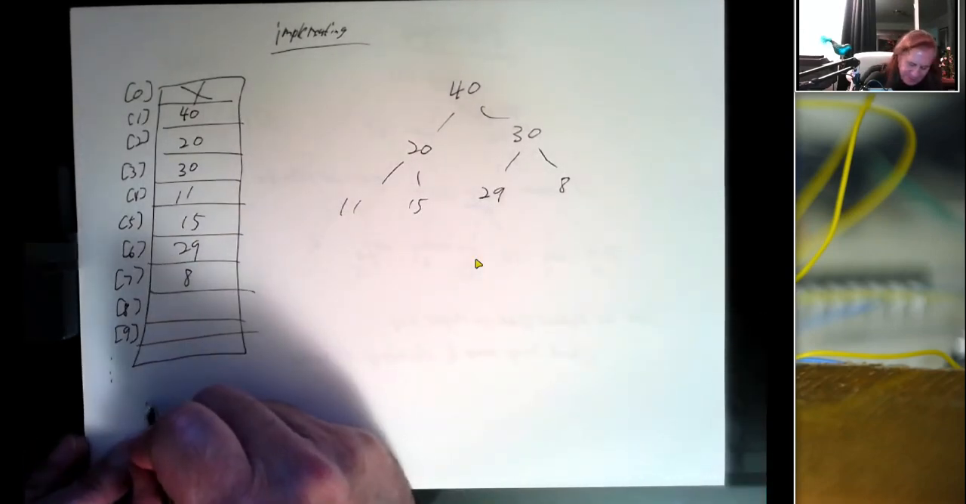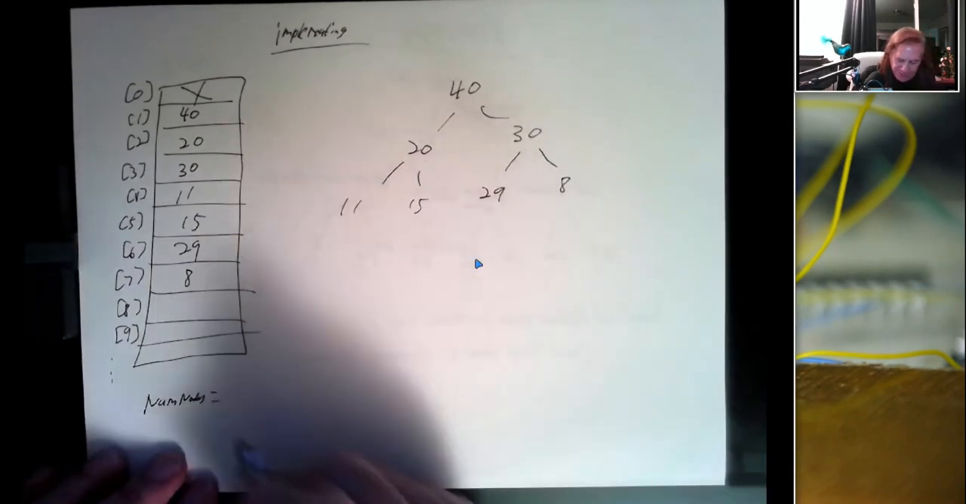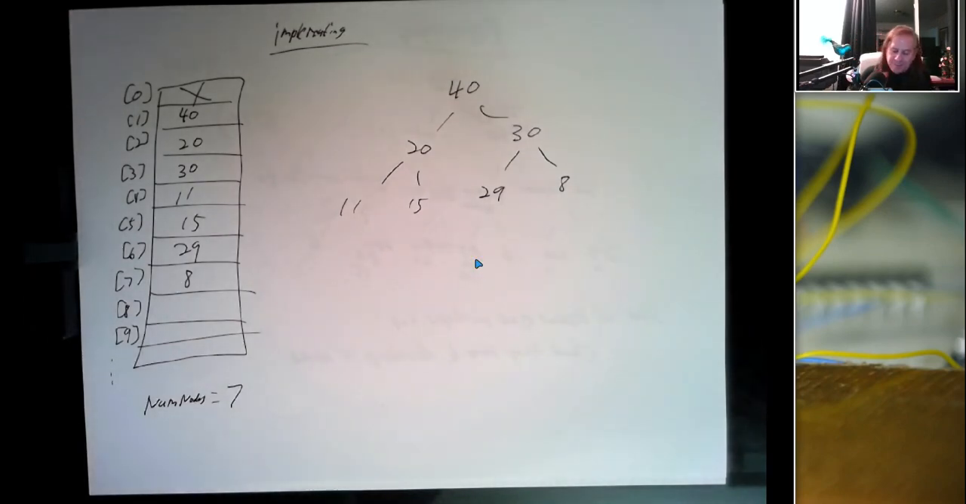And we'll keep a number of nodes as an index counter. So we'll say we've got 7 nodes. So that's what our heap looks like.